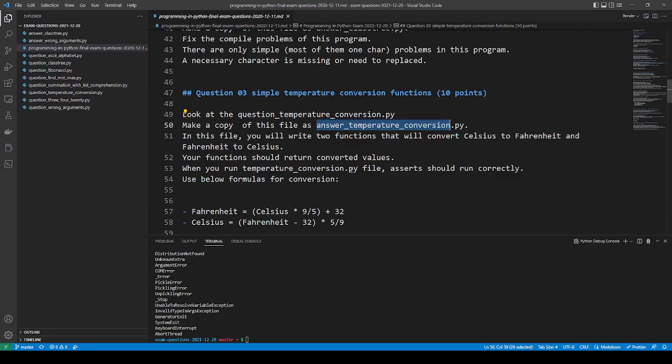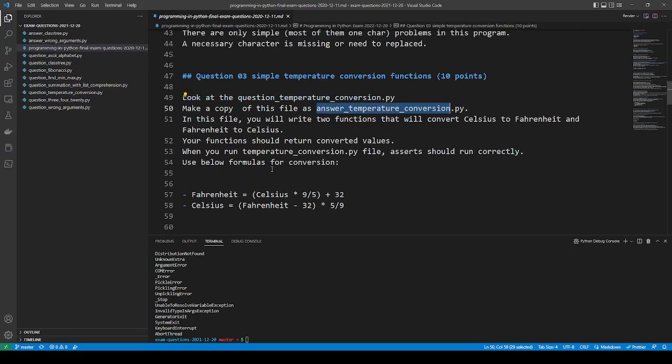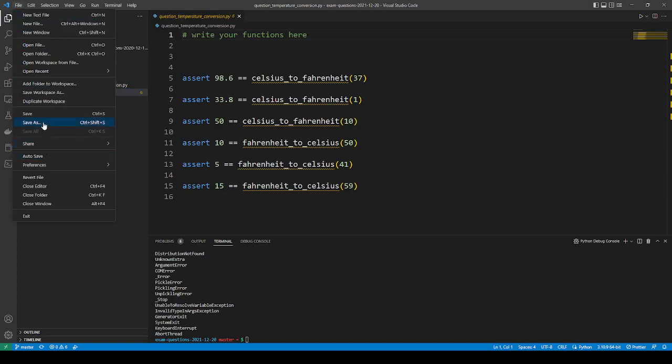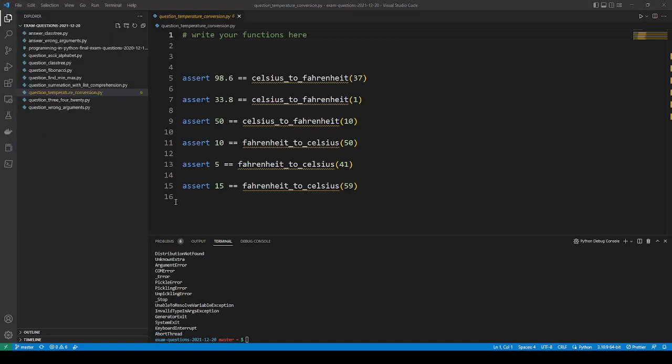When you run the temperature conversion file, asserts should run correctly. Use the formulas below for conversion. Okay, Fahrenheit to Celsius, Celsius to Fahrenheit. Okay, this is temperature conversion. Let me save it as answer temperature conversion.